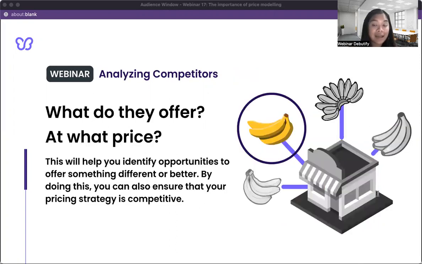Another important step in understanding the market is to analyze your competitors. You want to know what they're offering and at what price. This will help you identify opportunities to offer something different or better. By doing this, you can also ensure that your pricing strategy is competitive.